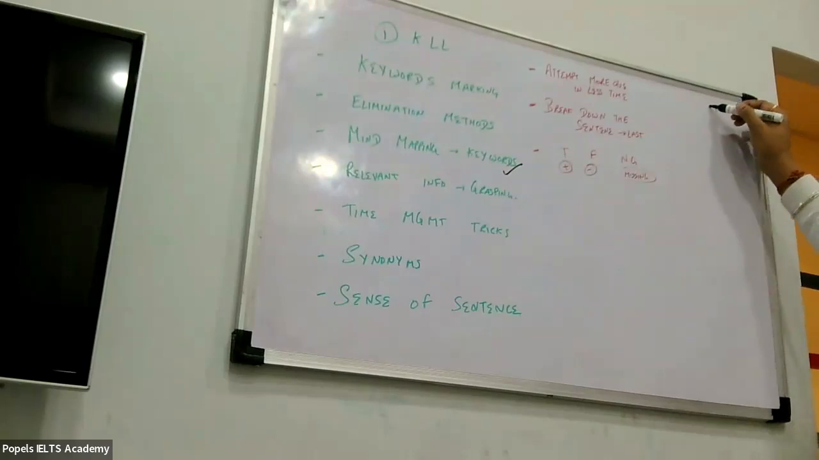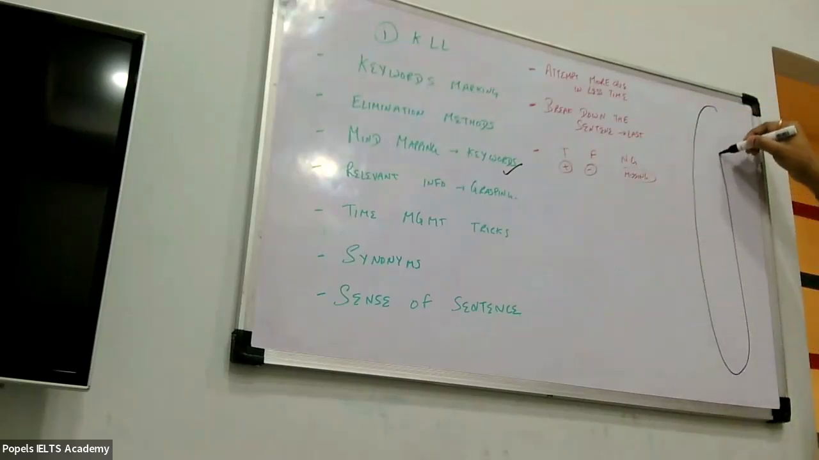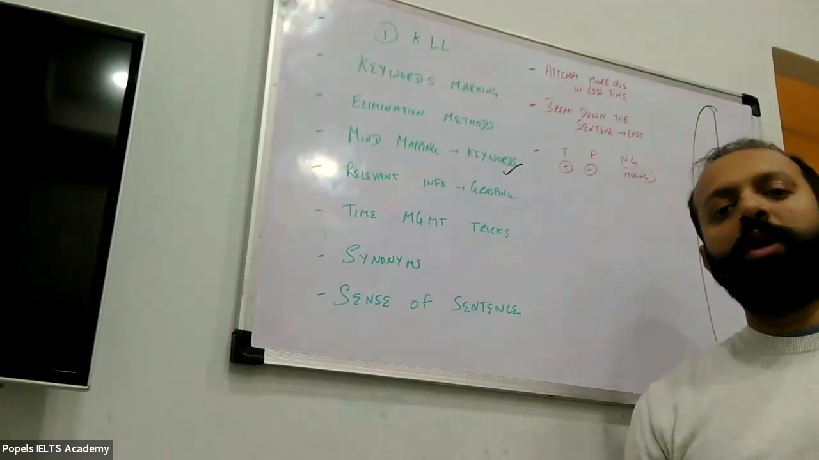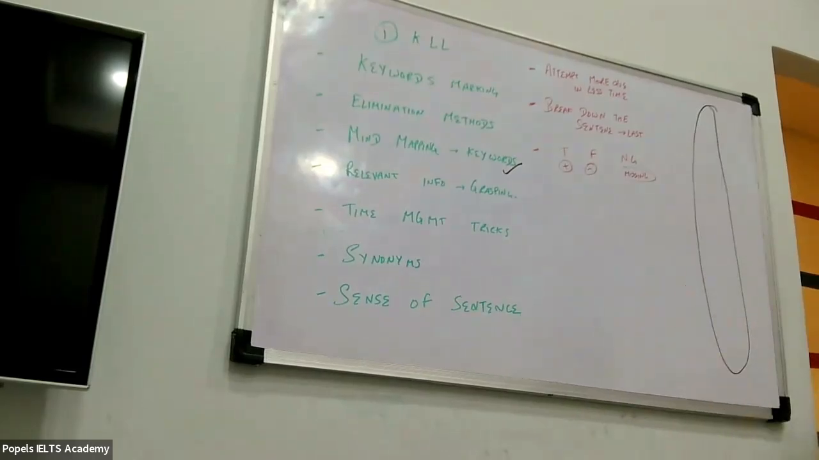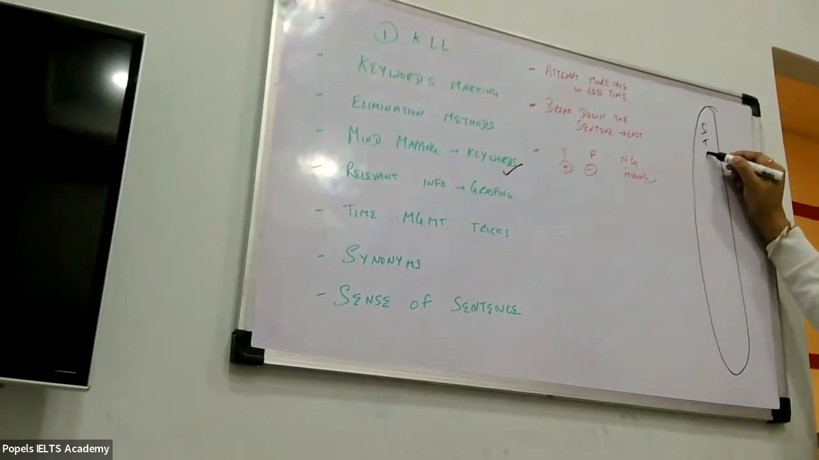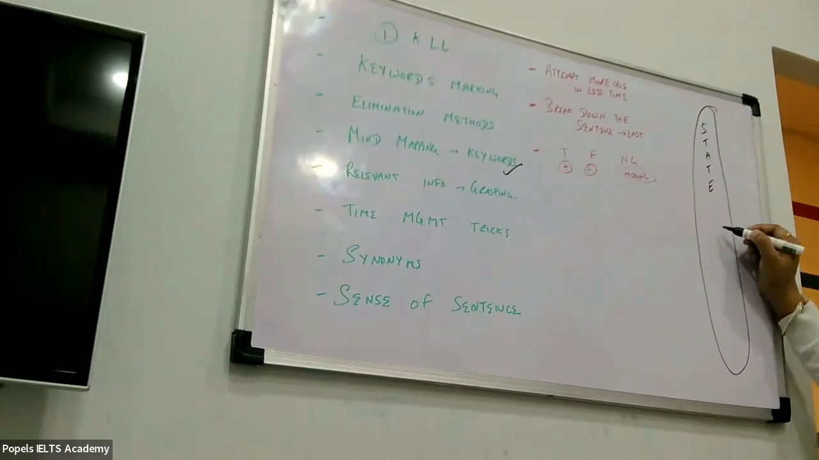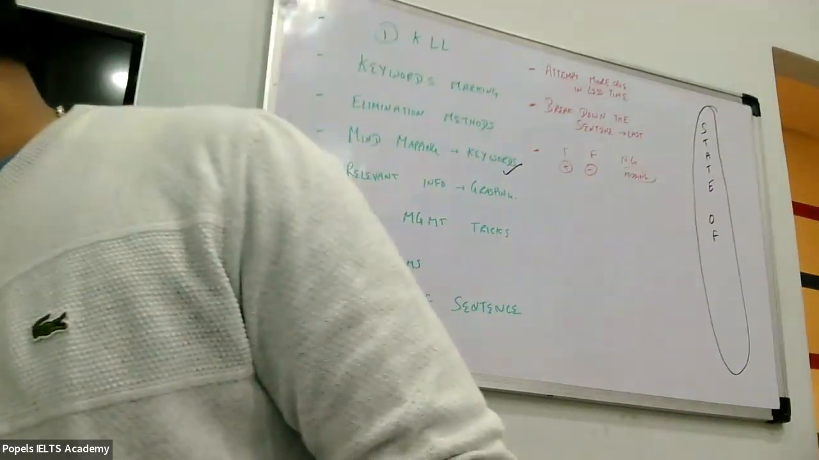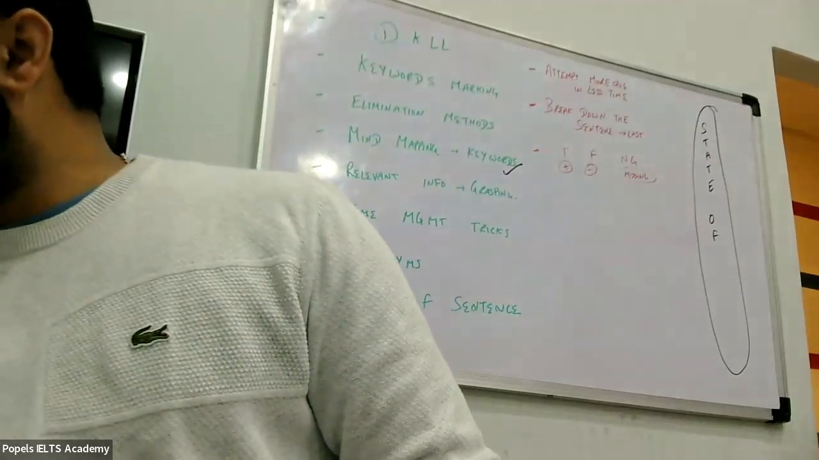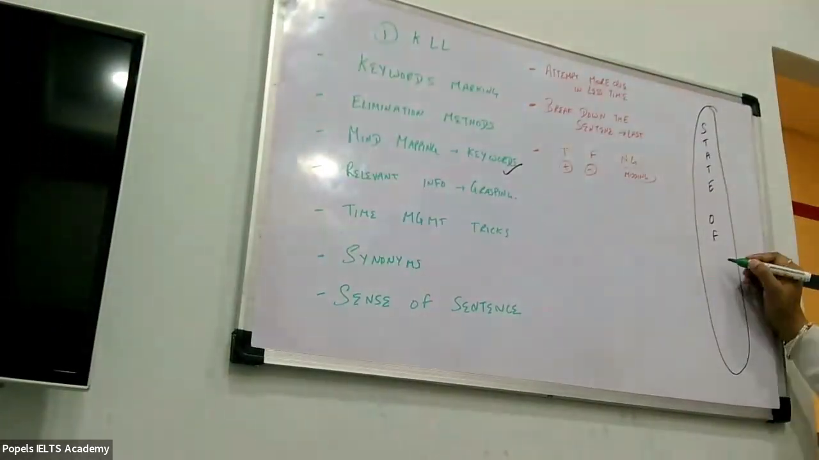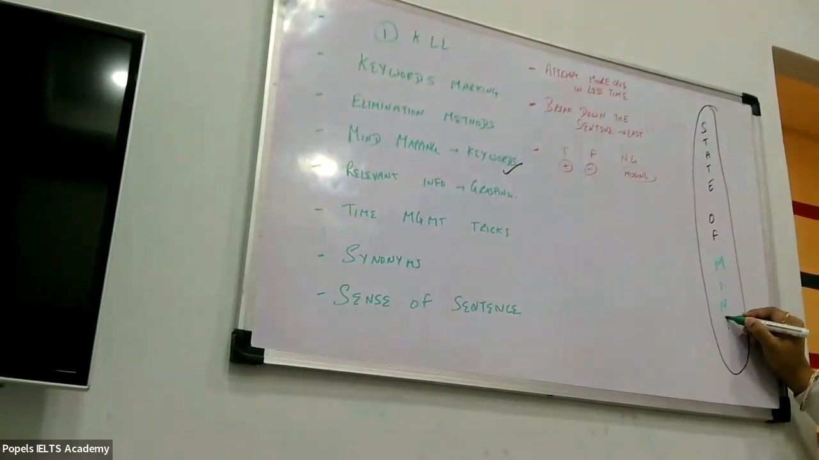Which is the most important factor in complete IELTS? One thing. Which will rule not only IELTS, your whole life. When it comes to language, any language. State of mind. Yes. Irrespective of anything, whatever you are doing in your life, state of mind is the leader.